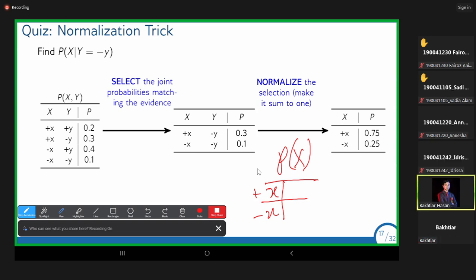Someone else. For plus x, it should be 0.5. How? Considering the first two rows, which add up to 0.5. So minus x should also be 0.5. Right. Thank you.